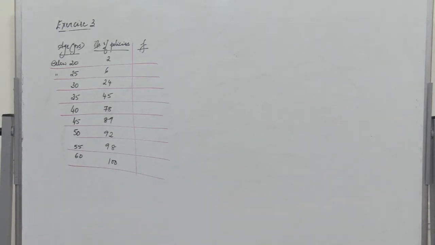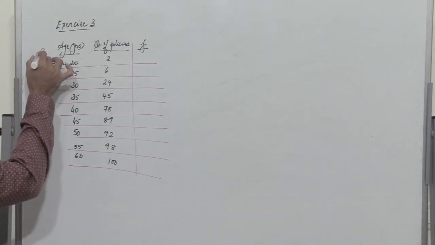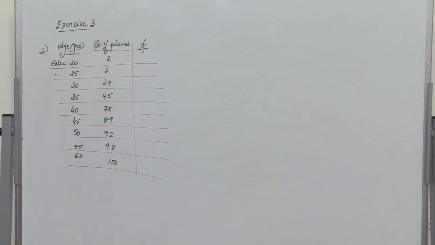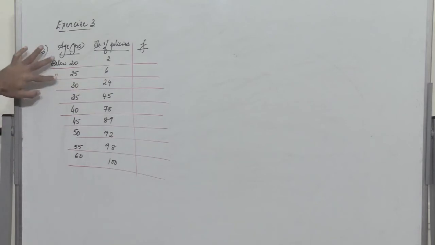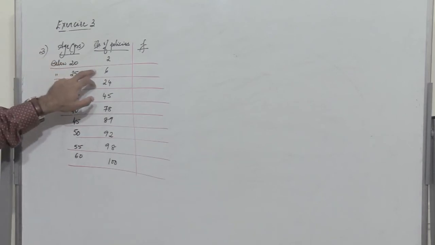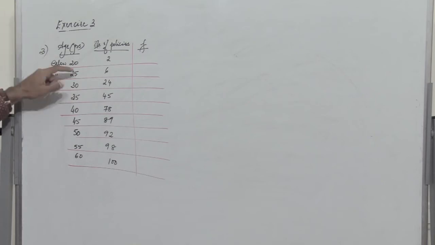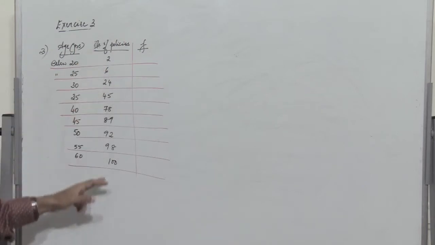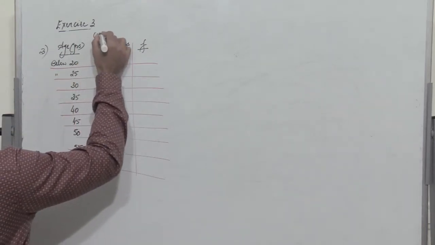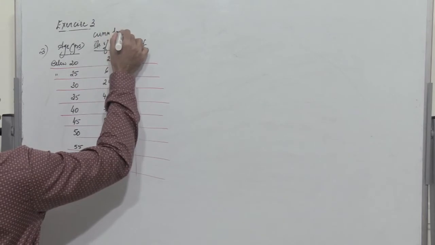So this gives the distribution of the life insurance policies which a distribution agent, an LIC agent, has. So he totally has 100 policies, and the distribution table given here is slightly different. So below the age of 20, he has 2 policies. Below the age of 25, he has 6 policies. Right? So when I say below 25, it also includes the 2 policies which are below 20. So this actually represents the cumulative frequency. So this has to be remembered.